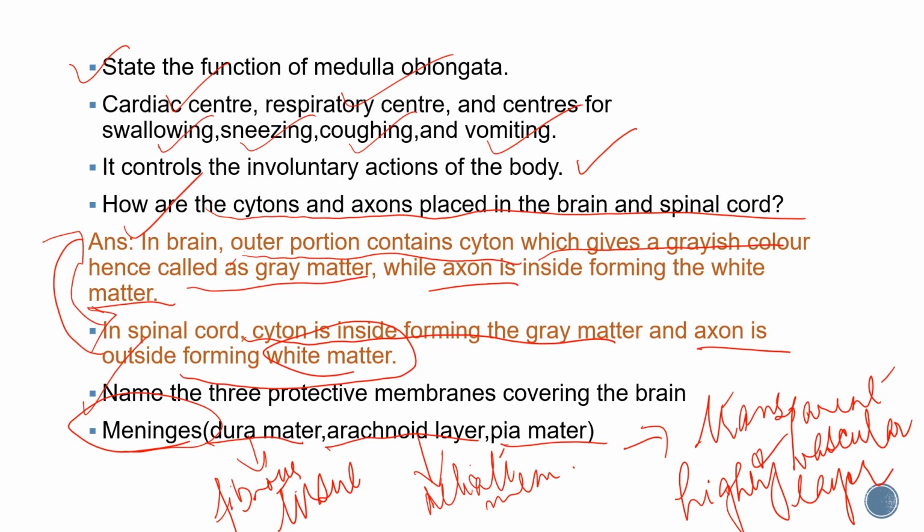So these are the three protective membranes. The meninges form the protective membrane of the brain, and it is divided into three parts: the dura mater, arachnoid mater and the pia mater. So let us now move on to the next part.